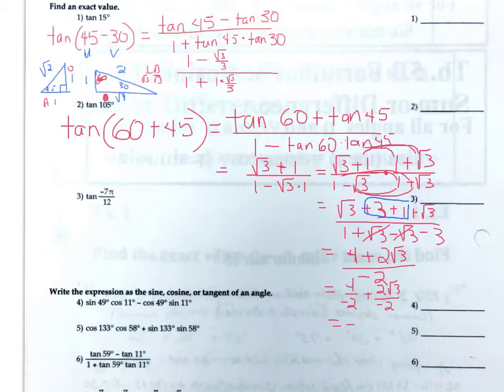Would that be negative 2 minus the square root of 3? Do you see that? Positive divided by negative is negative. 4 divided by 2 is 2, and 2 divided by 2 is 1. And that would be the answer. And now let's just double check with the calculator.